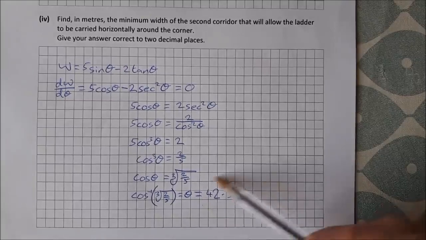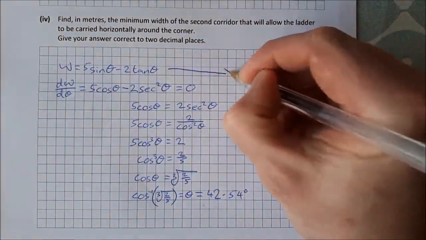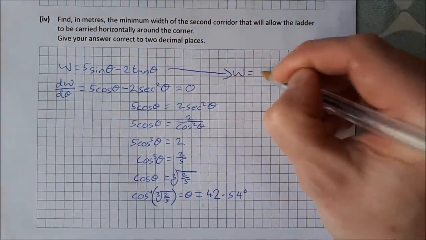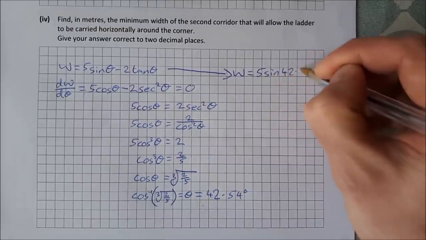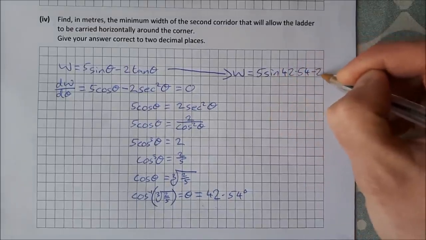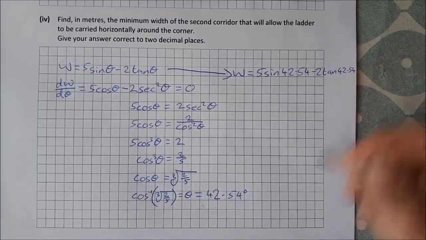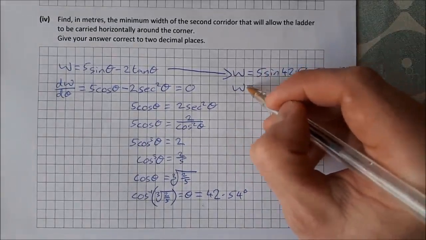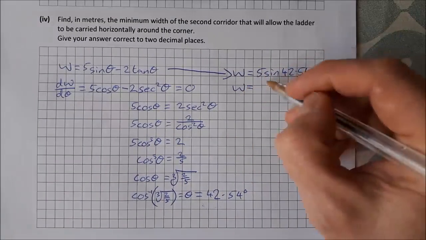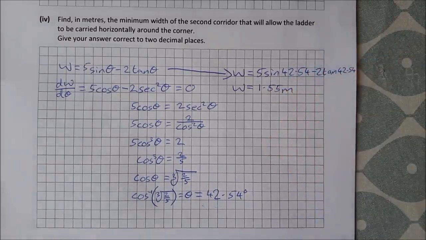Well, if I take this angle 42.54 and sub it into here, that'll give me the width. So W is equal to 5 sine 42.54 minus 2 tan 42.54. So you can type that straight into your calculator as it is, and we'll get approximately 1.55 meters. So W is 1.55 meters.